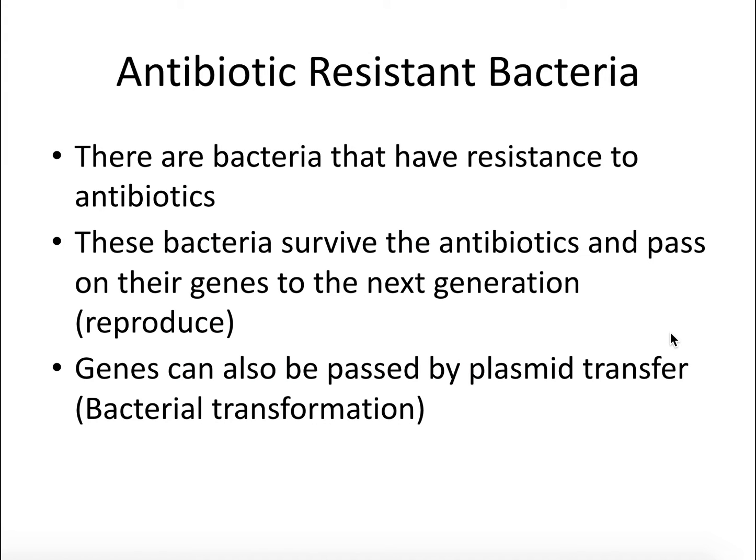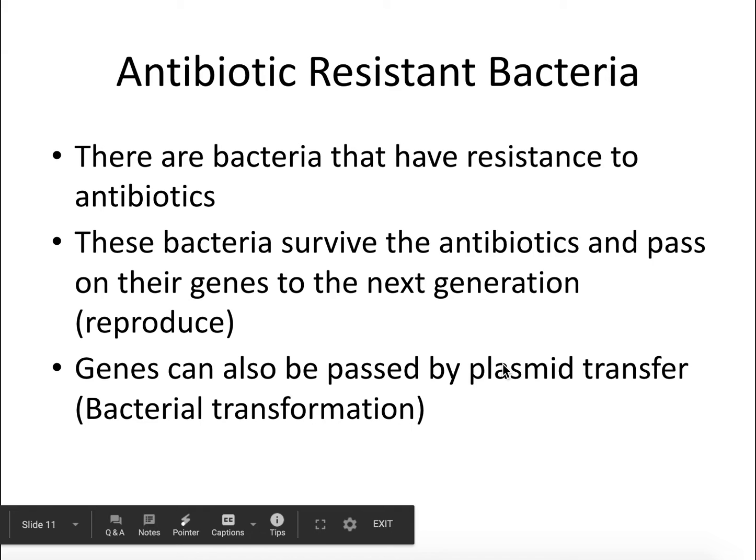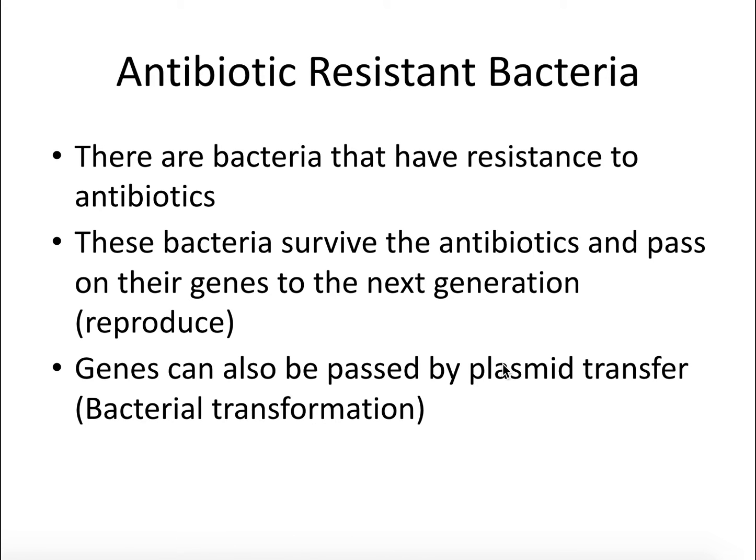Some bacteria, though, unfortunately have resistance to antibiotics. So there are bacteria that can survive antibiotics, and while all the other bacteria died, these bacteria survived. They then reproduce, and that passes on their genes to the next generation. And then we have many bacteria who now are resistant to that antibiotic. So this is the problem with bacteria and how fast they can change and mutate.